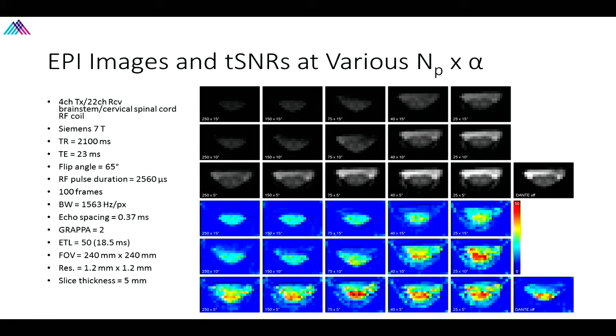So these images here show the effect of DANTE in EPI images at the C4 vertebral level of the spinal cord at various pulse train lengths and DANTE flip angles. And the important thing to note here is that the CSF is attenuated rather strongly, but the signal in the spinal cord is also somewhat suppressed.